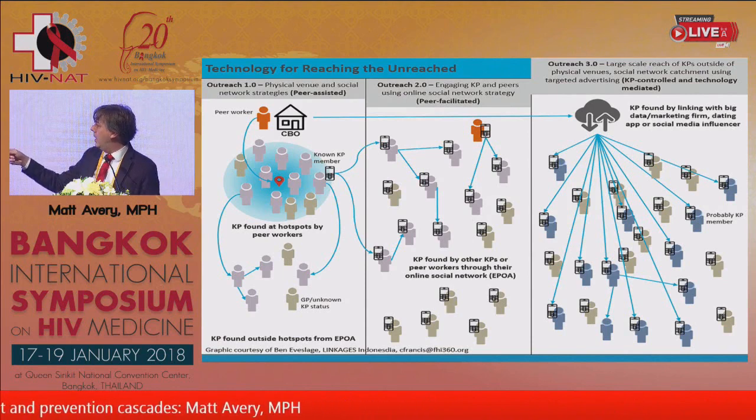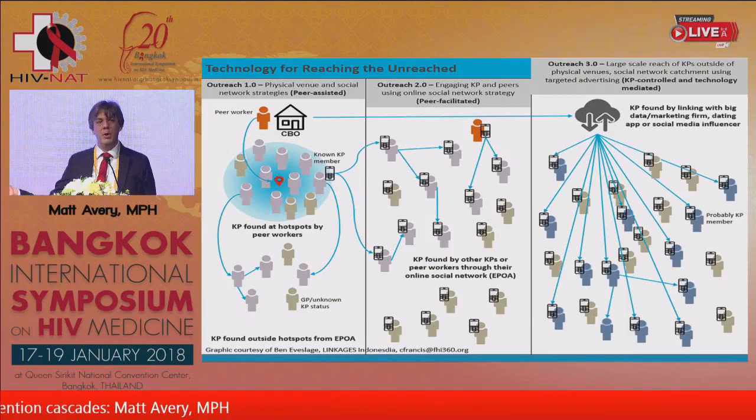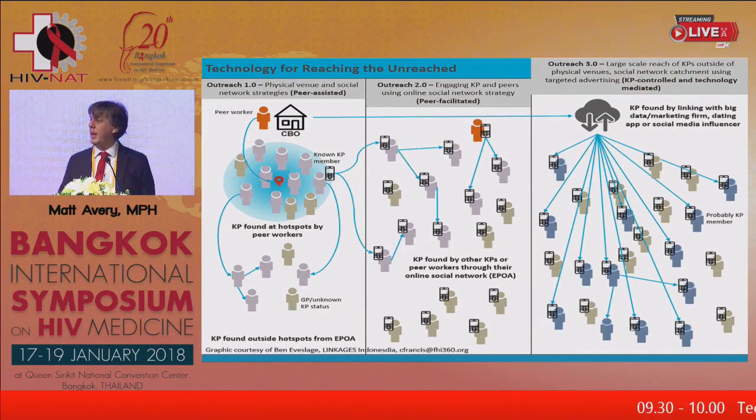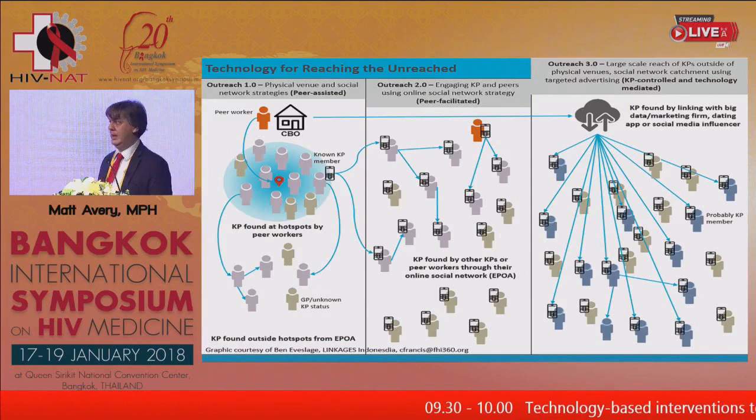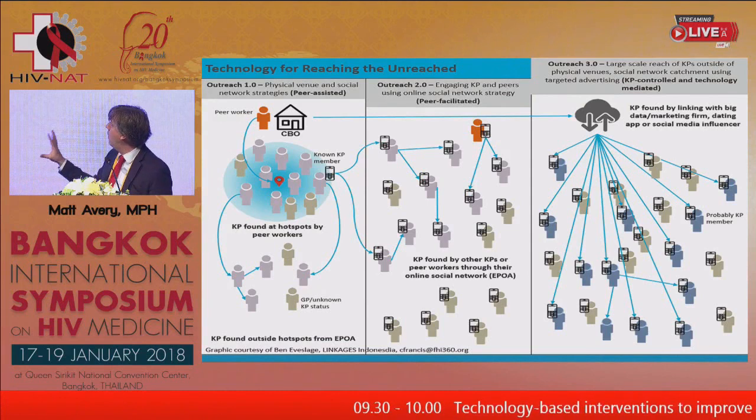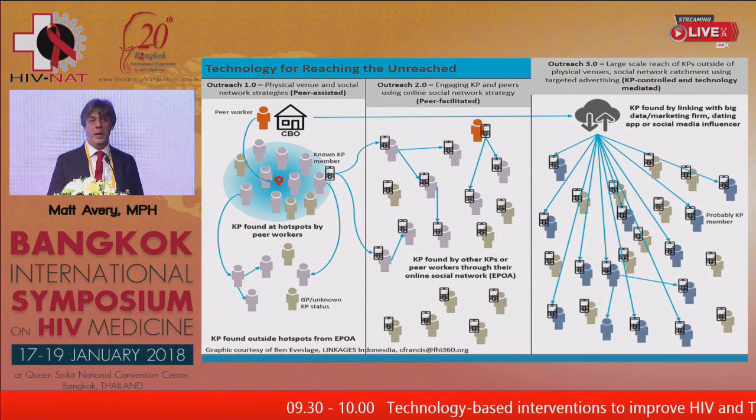Perhaps the challenge of Outreach 2.0 is that it's still quite human resource intensive. It still needs a person sitting in front of a computer or on their phone, finding people one-on-one and having a conversation with them. So it's resource intensive and it's a time-consuming process. So increasingly, what we're looking at is what we call Outreach 3.0.